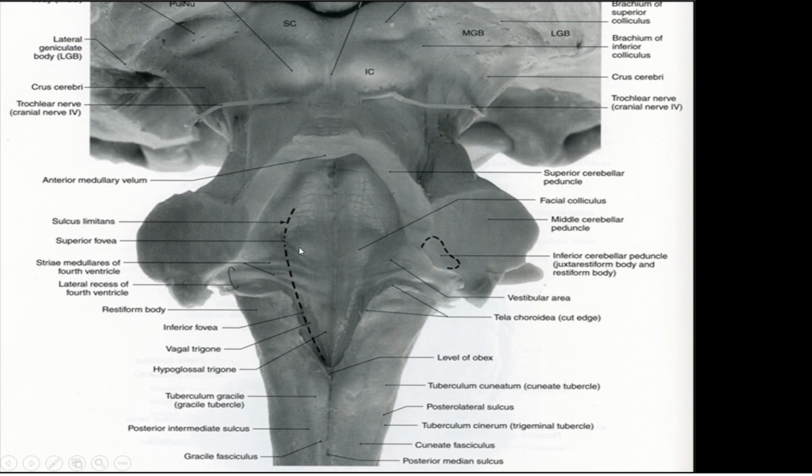You can see certain elevations called the facial colliculus here, where the facial nerve takes an internal genu around the abducent nucleus, forming the facial colliculus in the floor of the fourth ventricle.